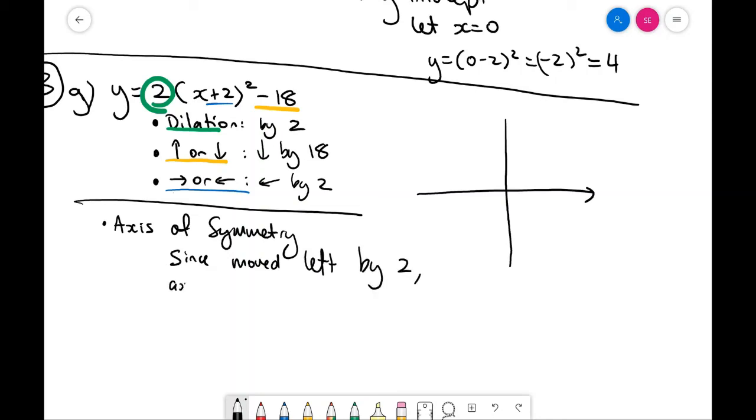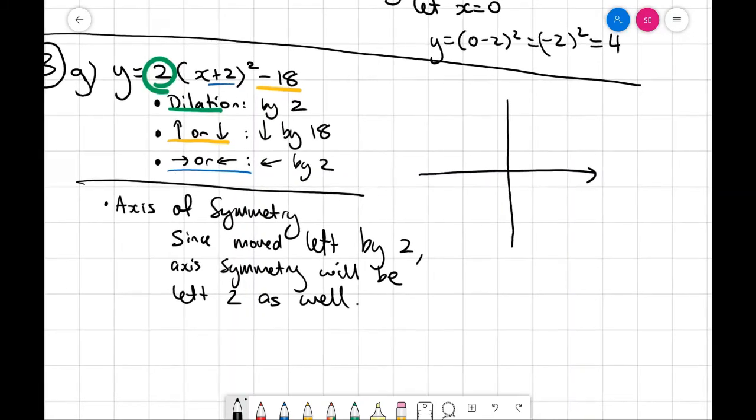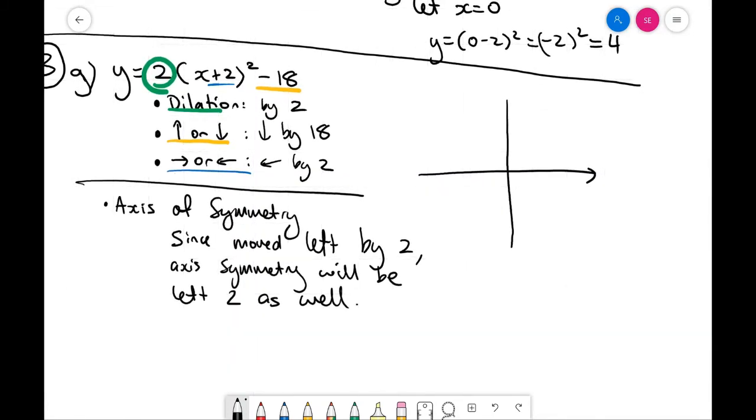the axis of symmetry will be left 2 as well. And what's left by 2 of the y-axis? Well, it's here, minus 2. So that'll be our axis of symmetry.